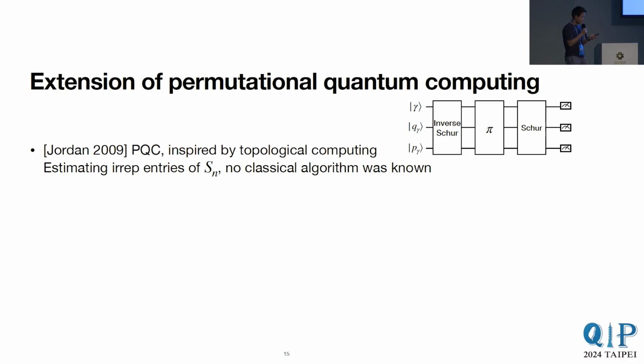in the Schur basis. This model is interesting because, as shown in Jordan's paper, it draws inspiration from topological quantum computing, and it can be used to model interesting problems in theoretical physics. At the time, it was conjectured that this model is not classically simulable, because this model allows us to estimate the matrix entries of the symmetric group, while at the time there was no classical algorithm known for this task. Unfortunately, in 2018, this conjecture was shown to be false.